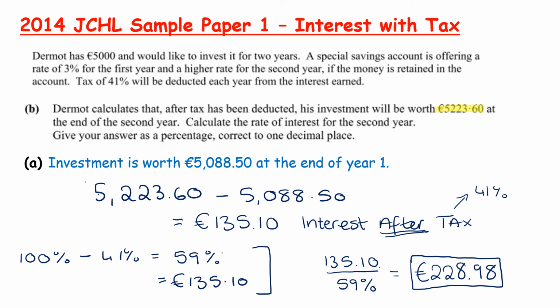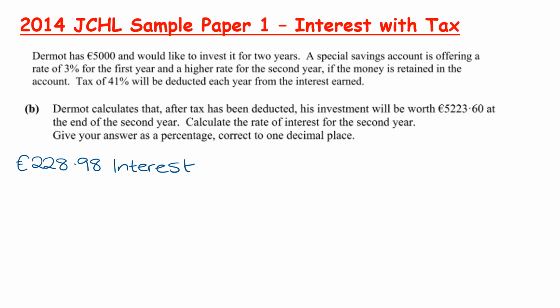So if we started with this amount and we get that much interest, basically what we're trying to do is make a percentage. Step 1 of making a percentage is to make a fraction. So I'm going to make a fraction of 228.98 over the original amount, which is €5,088.50, and let's work that out as a percentage.